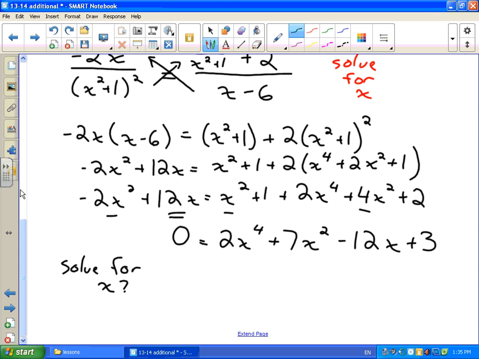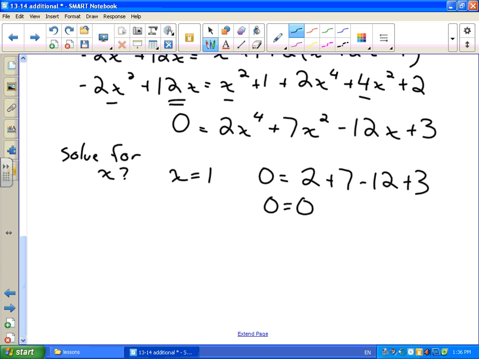Remember what the question was asking us for. It is asking us to find one point on this curve that satisfies the given conditions. So I don't need to find all of the x values that satisfy this. I just need to find one point. And the one that I can see is going to satisfy this is x equals 1. Because if I sub in x equals 1, I'm going to get 0 equals 2 plus 7 minus 12 plus 3, or 0 equals 0.